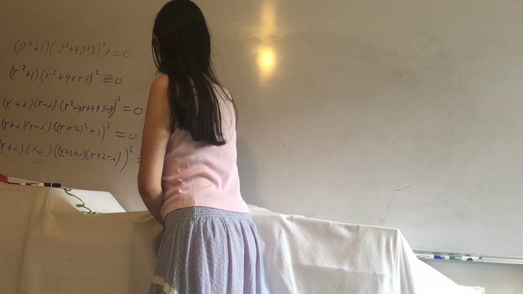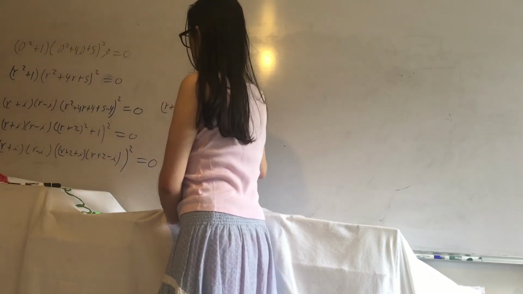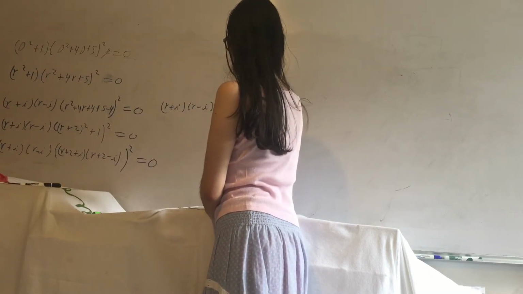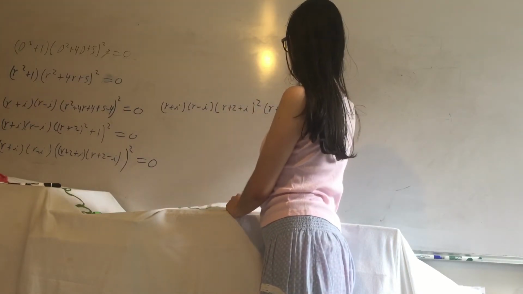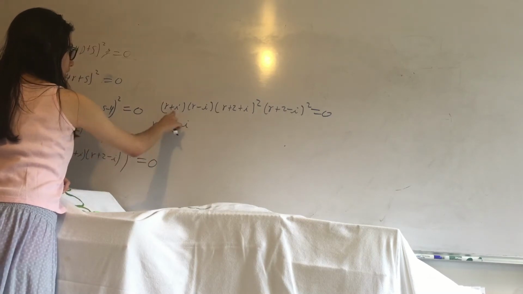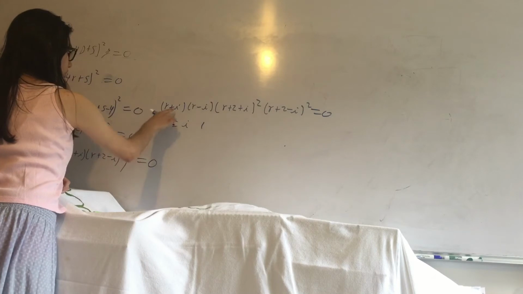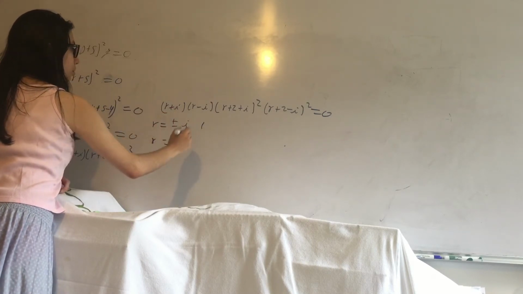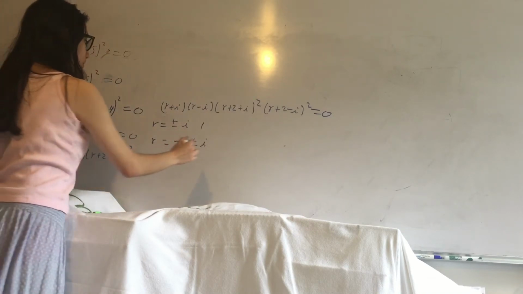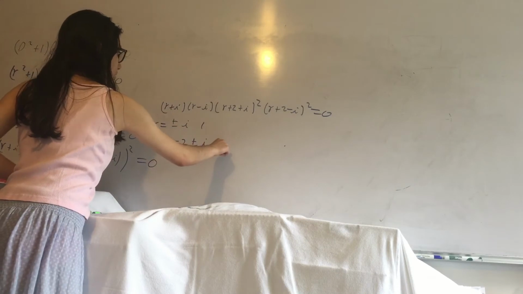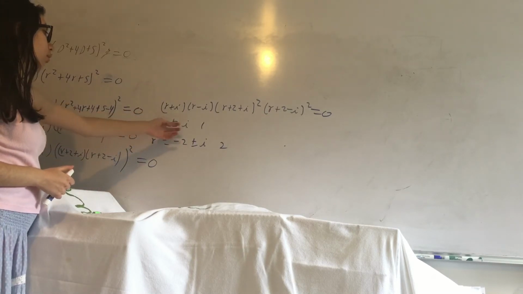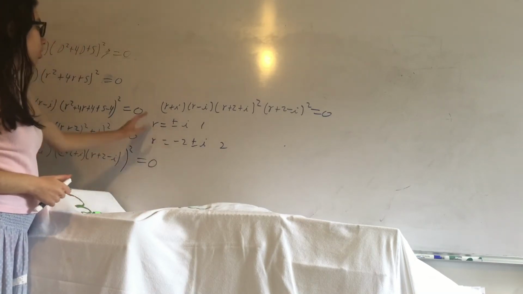So I have (r plus i) times (r minus i) times, let's put this square times this square, (r plus 2 plus i) squared times (r plus 2 minus i) squared equals 0. So we have r equals plus or minus i, once, and r equals minus 2 plus or minus i, and here I have it twice. Again, we just need one solution, the root r equals i, or r equals minus 2 plus i, because each one of these has two solutions.